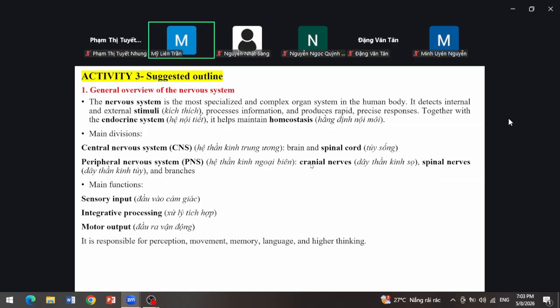Cranial, related to the skull or the cranium, and spinal nerves.